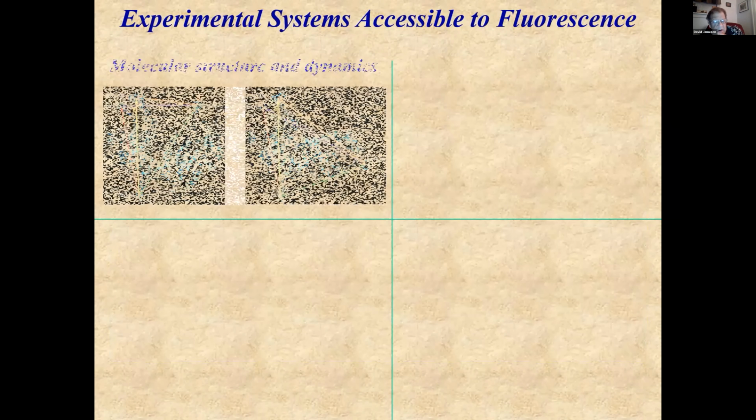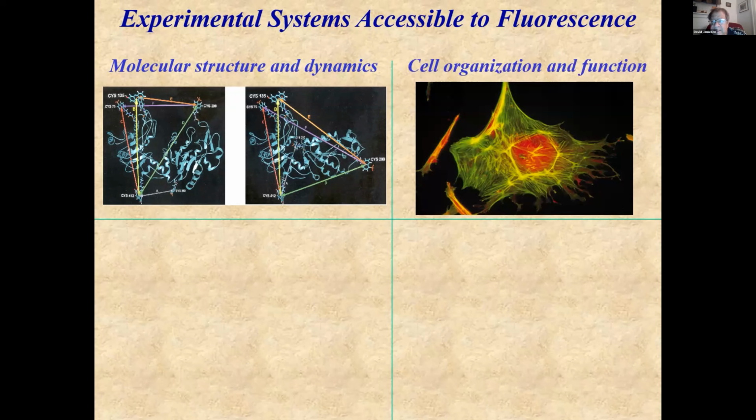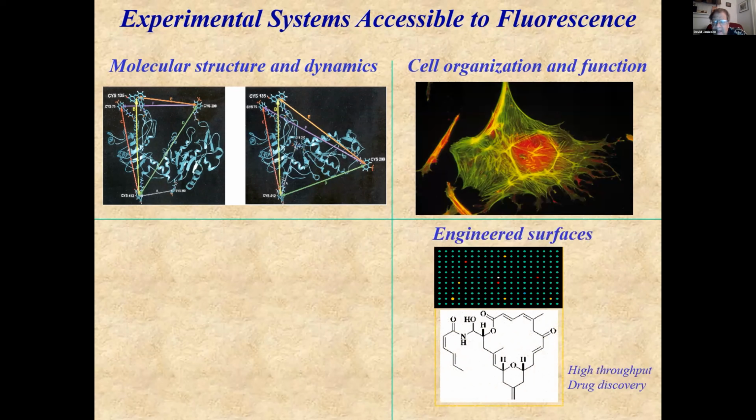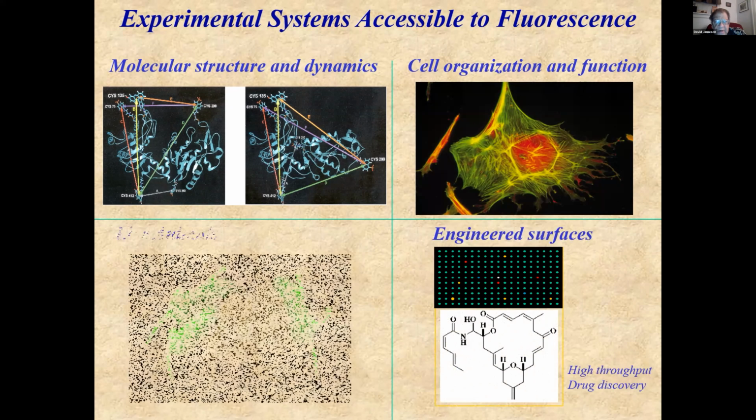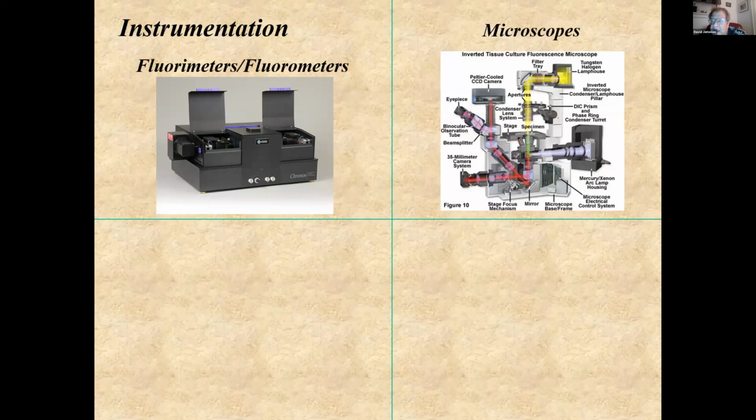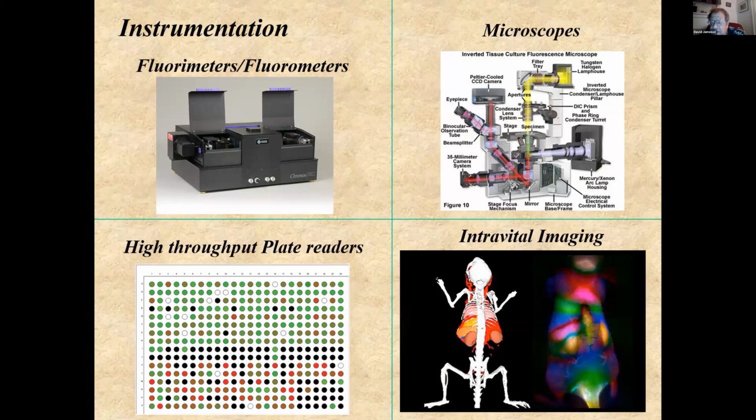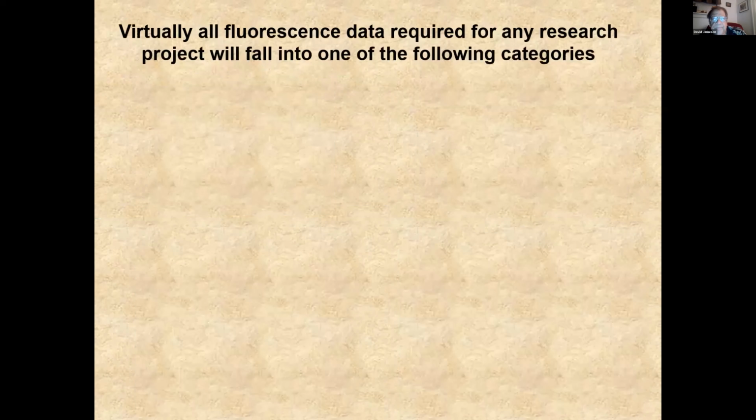So what kind of experimental systems are accessible to fluorescence? Well, we can have protein and DNA, macromolecular structure and dynamics, cell organization and functions, engineered surfaces for high throughput screening, live animals. Instrumentation includes fluorimeters and fluorometers, and we'll learn the difference. Microscopes, you'll hear mainly about microscopes, high throughput plate readers, and intravital imaging with live animals.